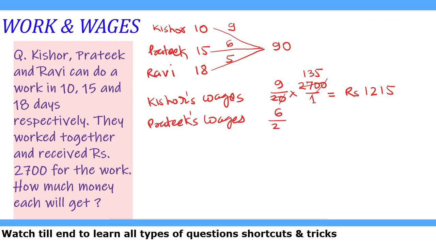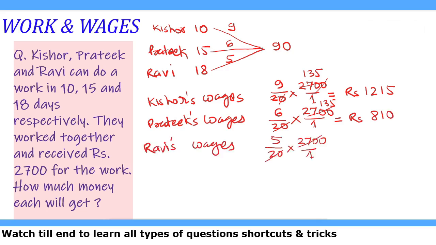Pratik's wages are 6 upon 20, as he does 6 parts out of 20 parts per day. So his efficiency is 6, and as per the efficiency his payment will be 6 upon 20 multiplied by 2700 upon 1. Again 20 cancels 2700 for 135 times, and 135 multiplied by 6 is 810. So Pratik gets rupees 810 out of 2700.